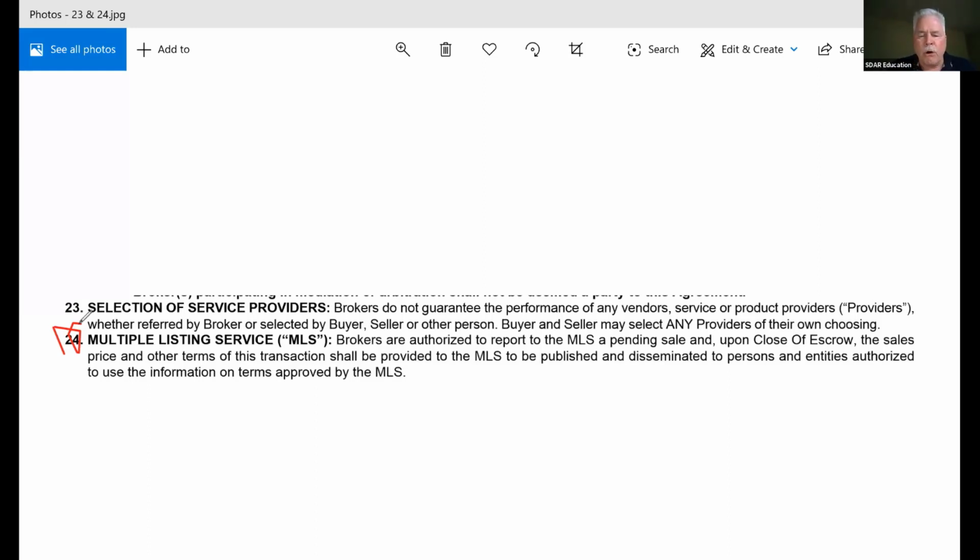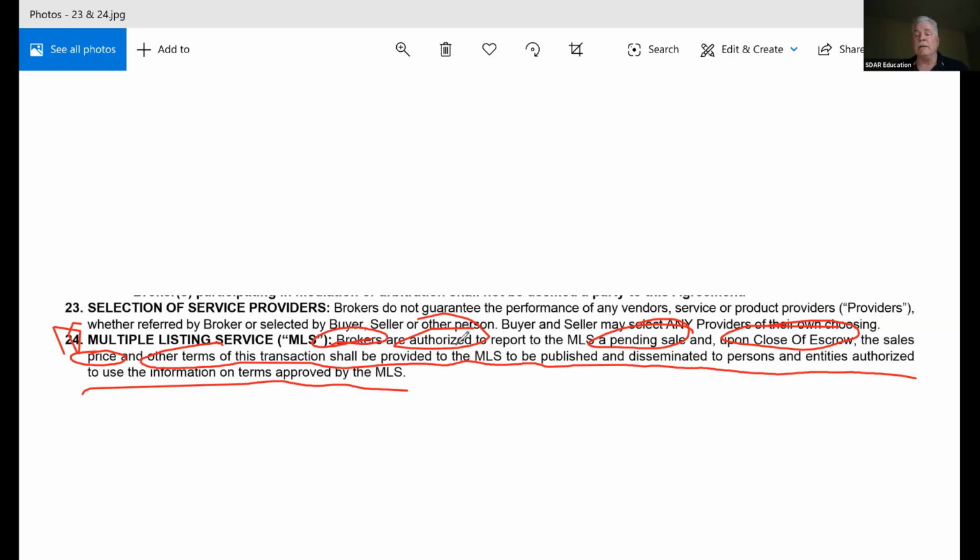Okay, so brokers, this is MLS, brokers are authorized by the seller and the buyer, that's really not clear, to report to the MLS a pending sale and close of escrow. The sales price and other terms of this transaction shall be provided to the MLS to be published and disseminated to persons and entities authorized to use the information on terms approved by the MLS. So let me tell you, frankly, we sell your data.